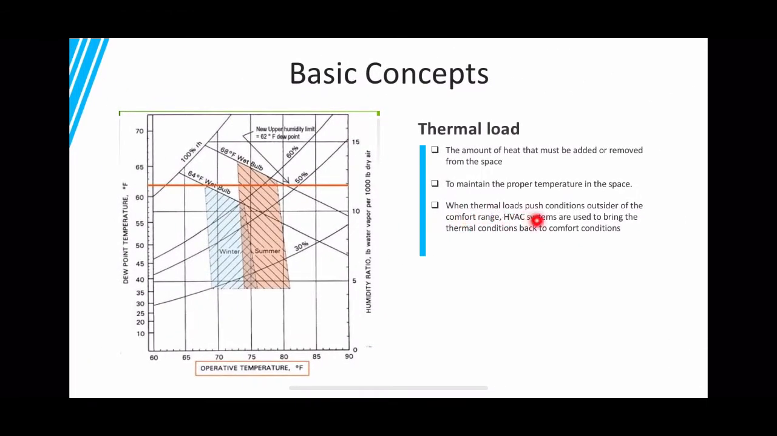Right, when thermal loads push conditions outside the comfort range, HVAC systems are used to bring the thermal conditions back to the comfort condition. So in the winter, when the outdoor air is cold, the aircon system is not there to cool down but to maintain a space of 24 degrees Celsius. So basically the aircon will act like a heat pump, either to cool or to make the place hotter, to maintain the space within the limits required by the occupants.